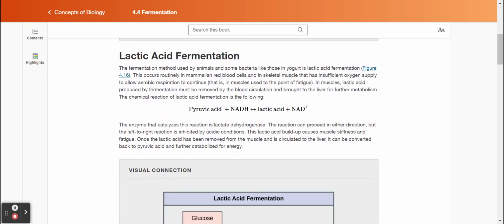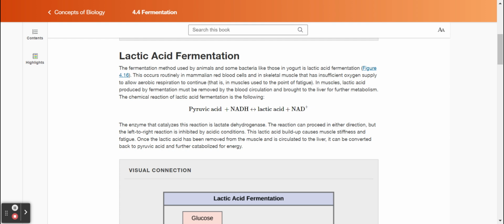Lactic acid fermentation. The fermentation method used by animals and some bacteria, like those in yogurt, is lactic acid fermentation. This occurs routinely in mammalian red blood cells and in skeletal muscle that has insufficient oxygen supply to allow aerobic respiration to continue. That is, in muscles used to the point of fatigue. In muscles, lactic acid produced by fermentation must be removed by the blood circulation and brought to the liver for further metabolism. The chemical reaction of lactic acid fermentation is the following.